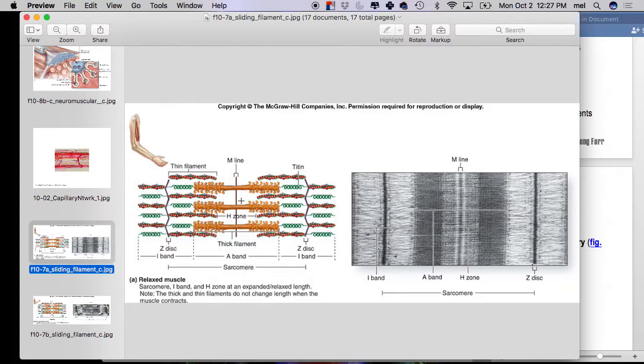And then what I'm going to get from here to the next myosin, which isn't drawn here, is going to be the lightest part, and that's called the I band. So do you see the I band right here?